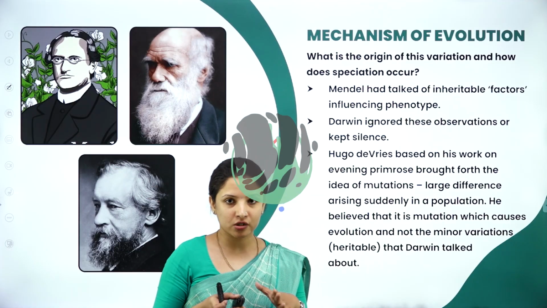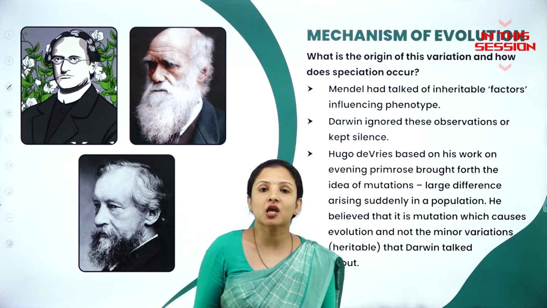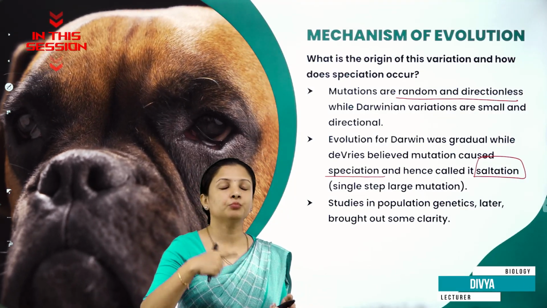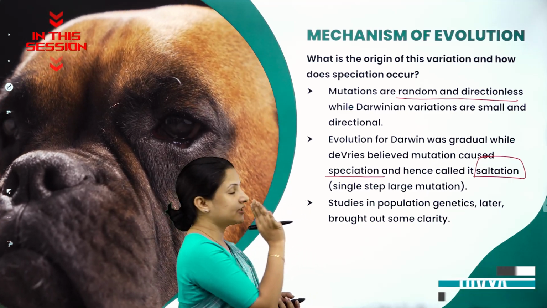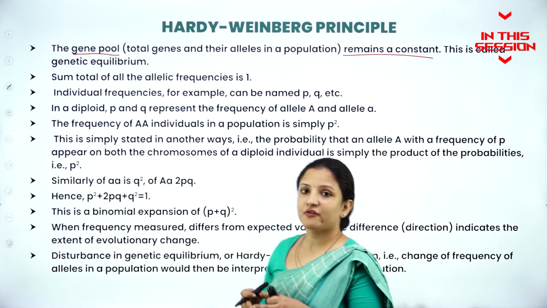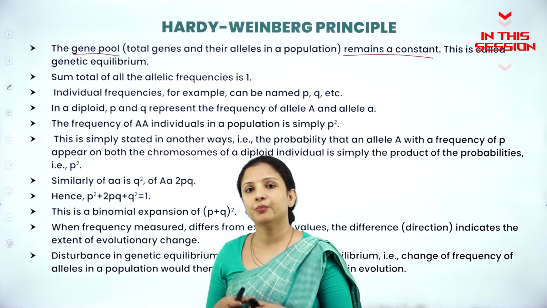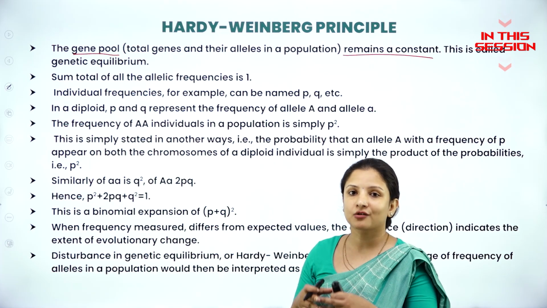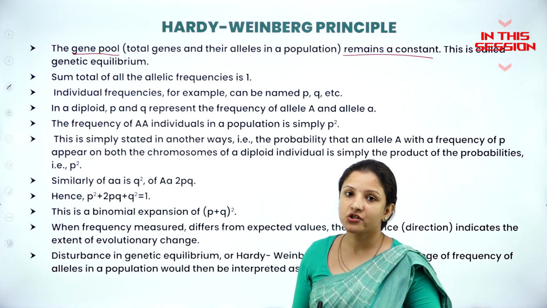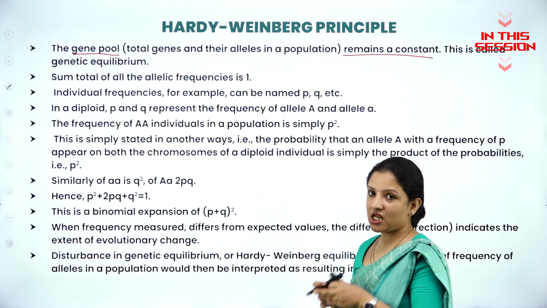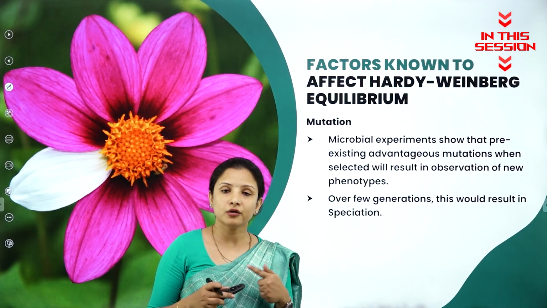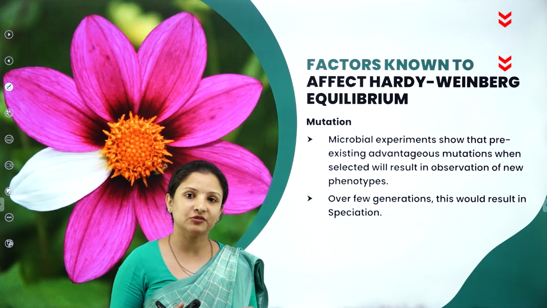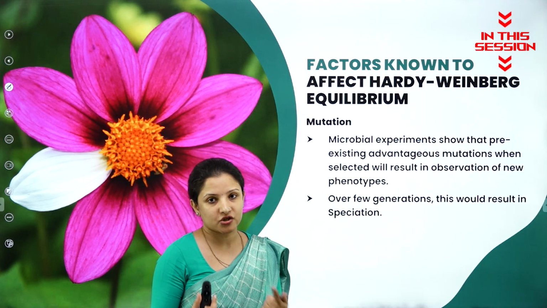So for evolution to happen, there has to be variations between the organisms. A single step mutation that occurs in a particular population leading to variation or speciation, we call it saltation. The total number of genes and their alleles in a particular population remains constant right from one generation to another, maintaining genetic equilibrium. Mutation can also cause a lot of alteration in the current species as well as the generation of the species.